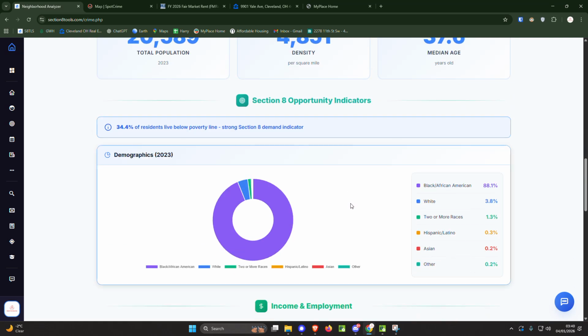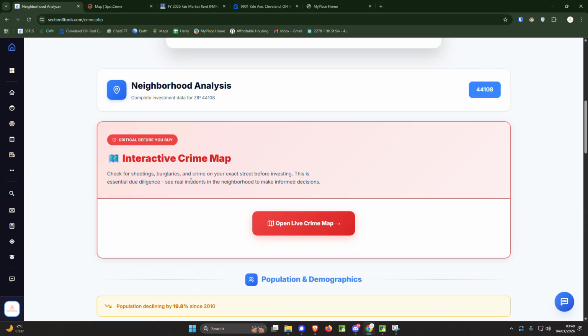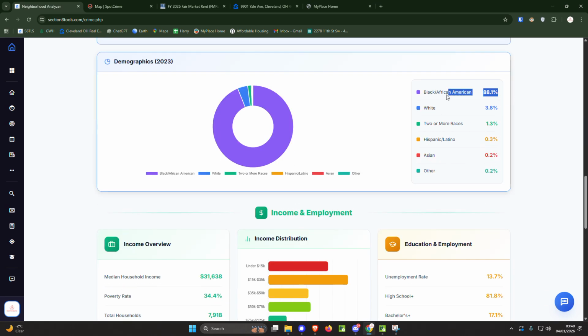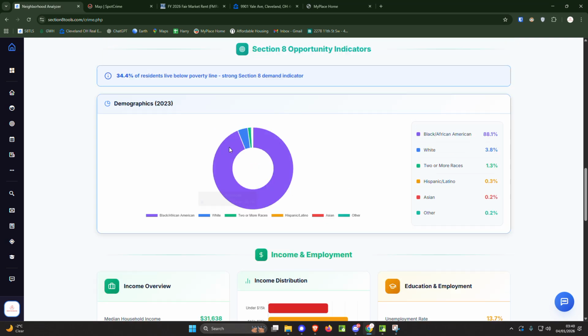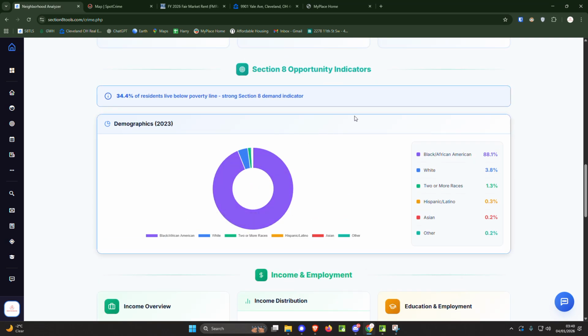Yeah, and you can see a lot more things. For example, 34% of residents live below the poverty line in this neighborhood. And you can see the race demographics, 88% Black African American, which does indicate a major higher Section 8 demand in this area. But then obviously also it's a bad area, so there's a chance your house gets broken into or something along those lines.